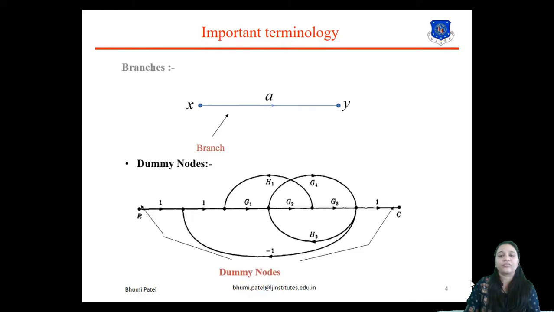Now what is the dummy node? A dummy node exists when there are both incoming and outgoing branches at the first and last node representing the input and output variable. Then as per definition, this cannot be called a source or sink node. In such a case, separate input and output nodes can be created by adding branches of unity gain. Such nodes are called dummy nodes.